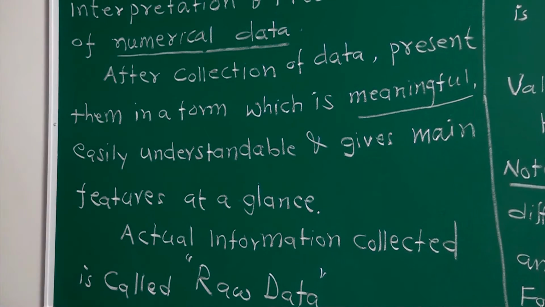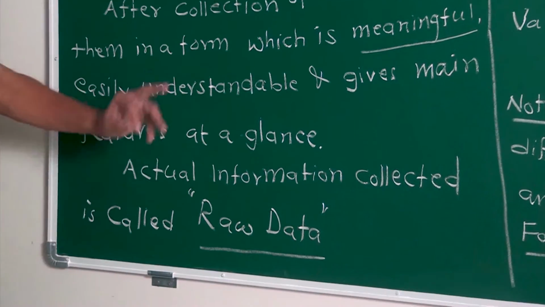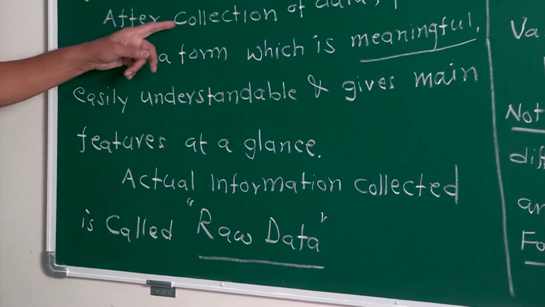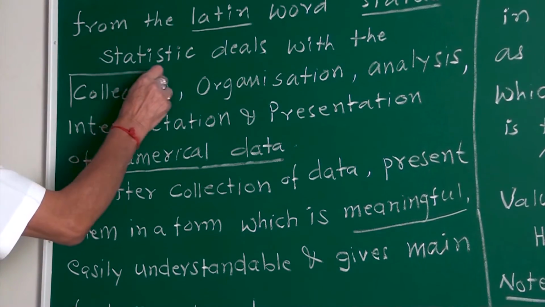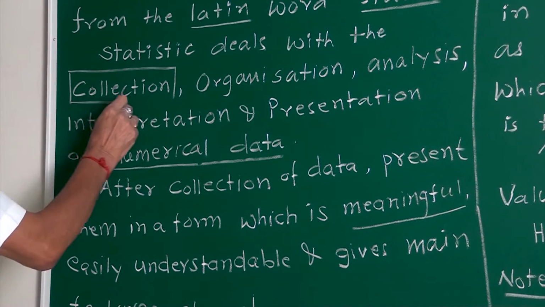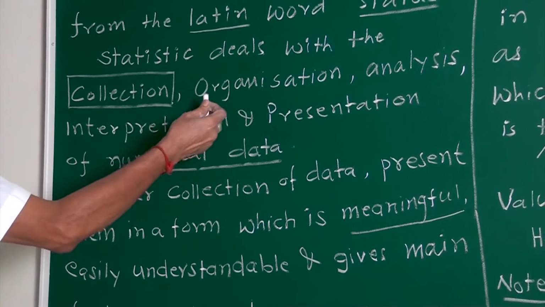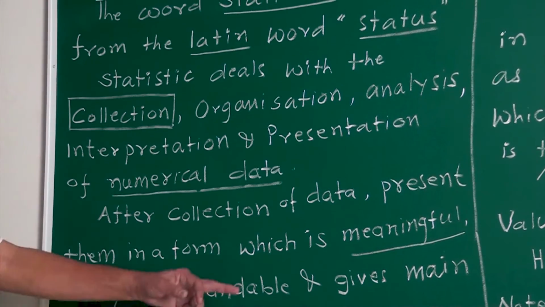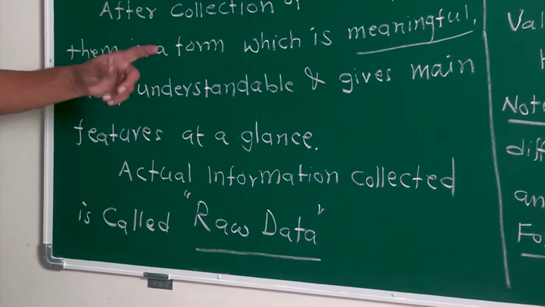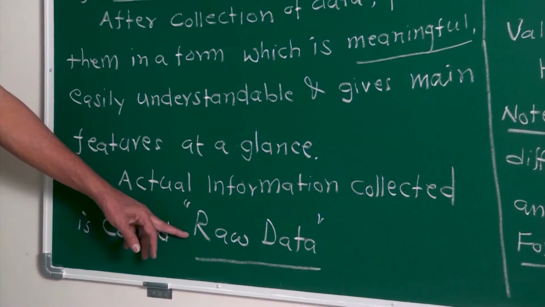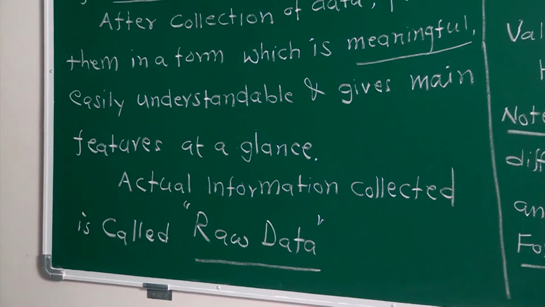Actual information collected, first step, my friends, is collection. Collection means a collection of data. First it is collection, then organization and so on. The information collected, that first actual information collected, is called raw data.